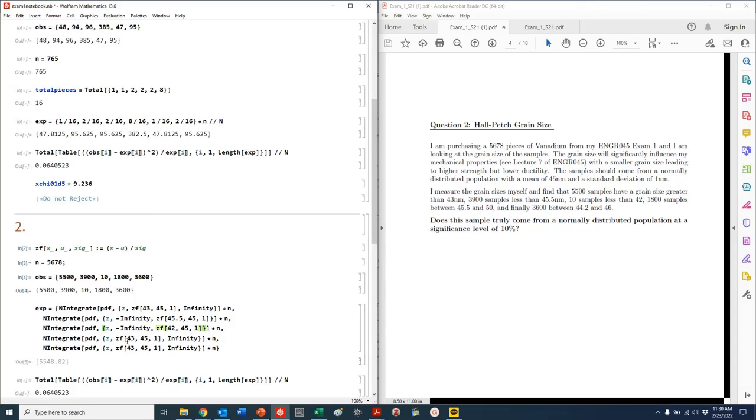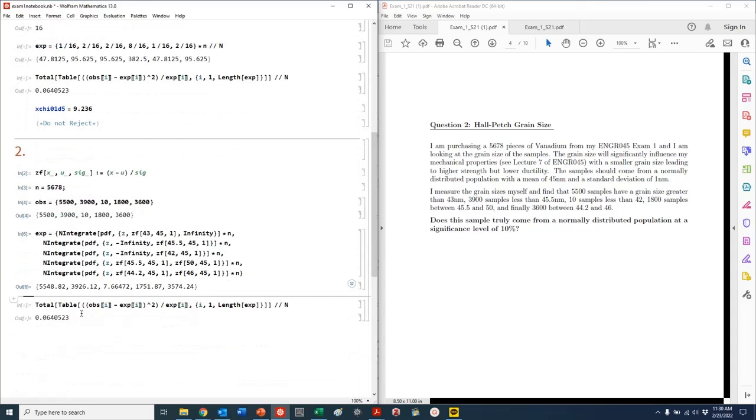I can now do between 45.5 and 50. So I'm going to do here my z of 45.5 and 50. And then finally between 44.2 and 46. Again, I could copy these. So copy that here. Let's get this in. So we're going to do 44.2, and we're going to go to 46. So those are my expected values.